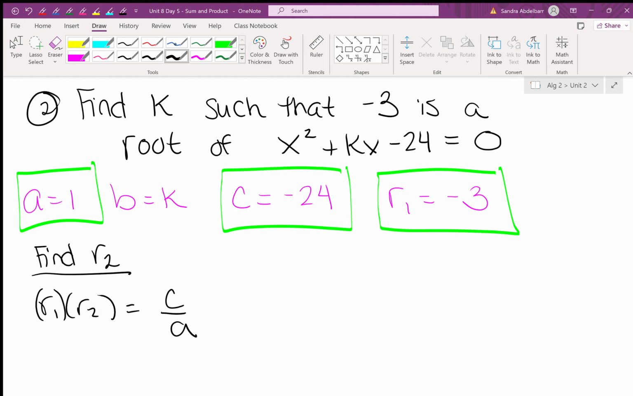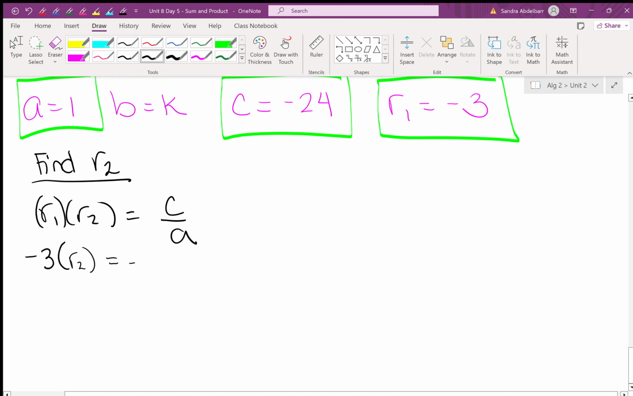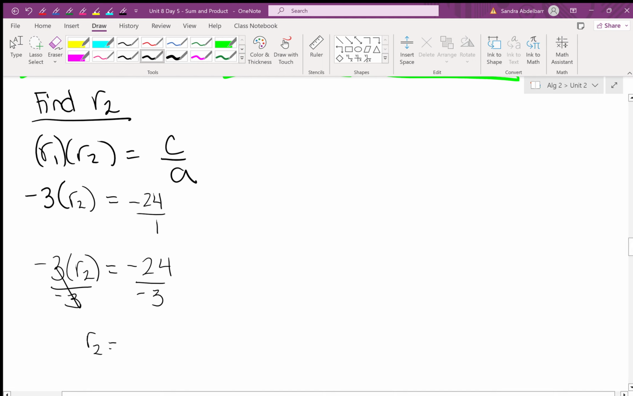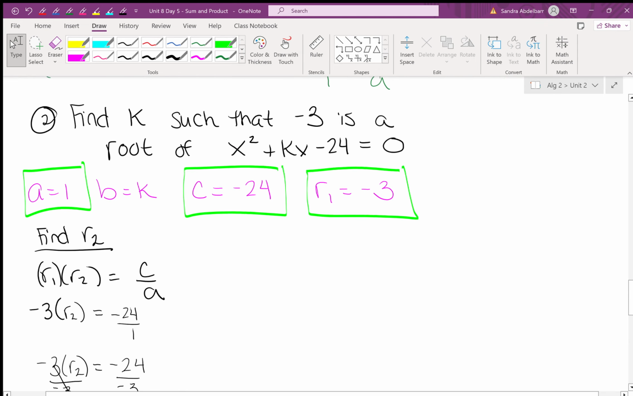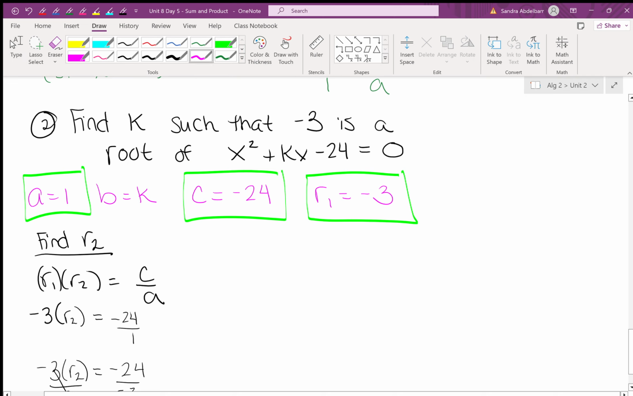My root 1 is 3. I'm sorry, -3, thanks. My root 2, I'll just call R2. My C is -24, and my A is 1. So what is this? -3 times R2 equals -24. Divide by -3. So what is our second root? 8. All right, so now I know more. Now I know A, I know C, I know root 1, and now I know root 2 is -8.